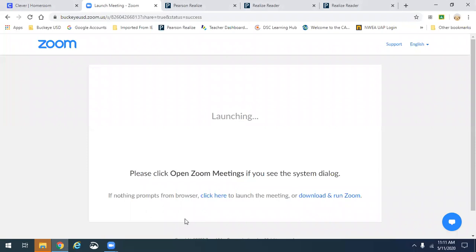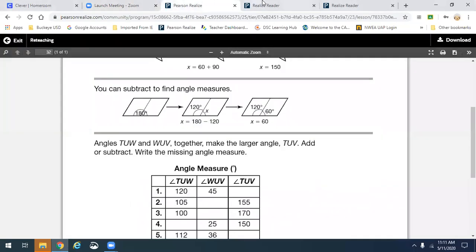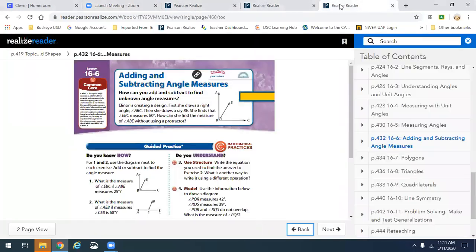All right, guys, so we are going to be looking at 16.6 today. It's adding and subtracting angle measures, and we don't need a protractor or anything like that. So I just want to explain to you what we're supposed to do here.